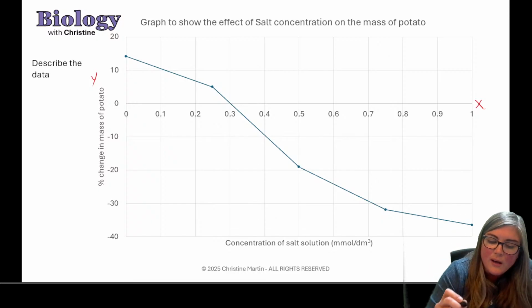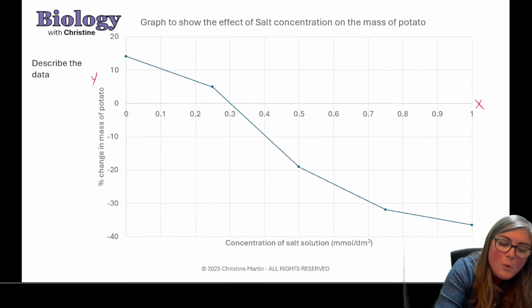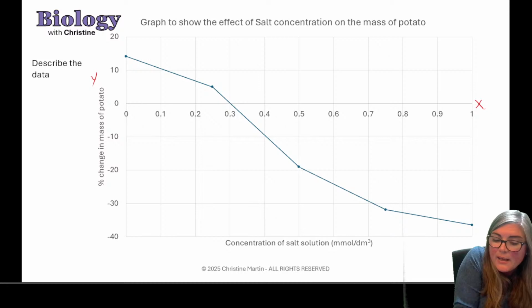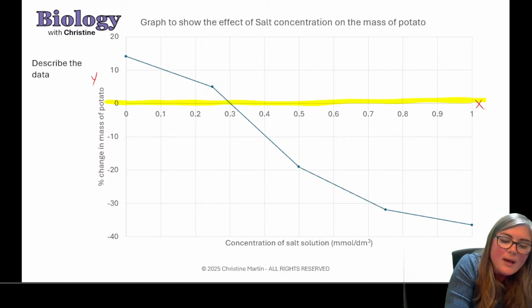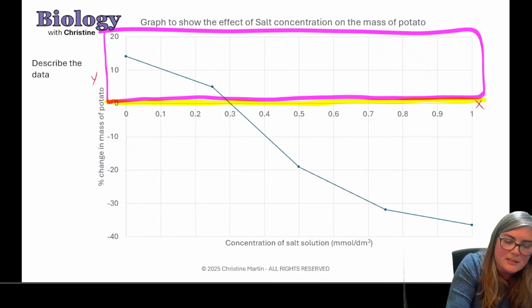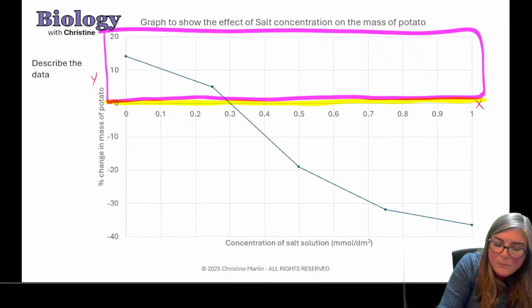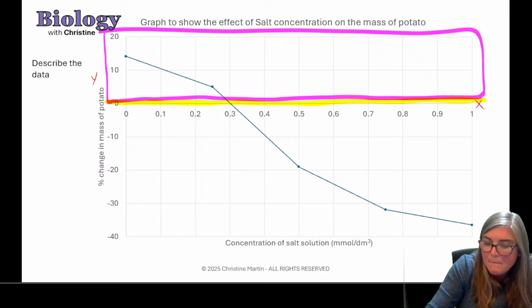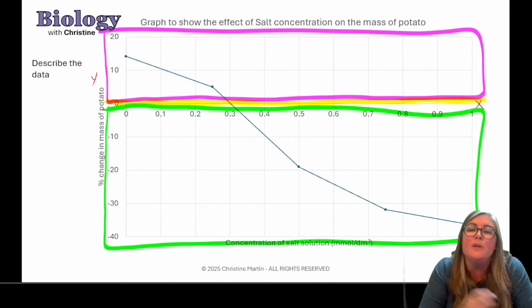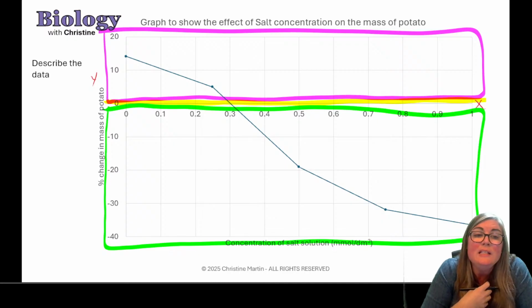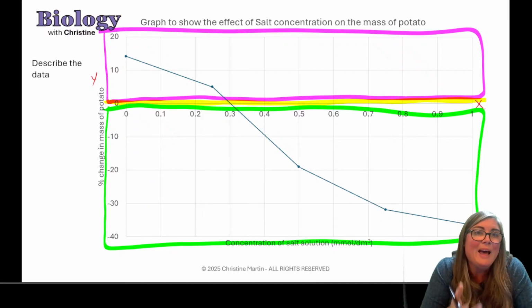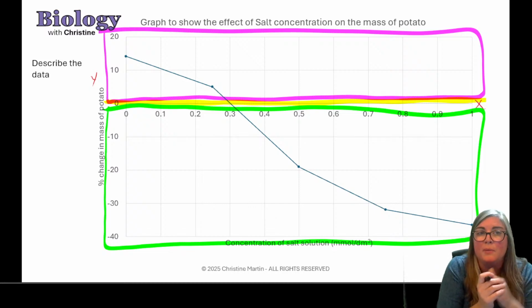If I look at this graph, I need to be aware of where my 0 point is. Along this point here is where 0 is. So I can see that anything above that line is an increase in mass, and anything that is below that line is a decrease in mass. So I need to be specific in my answer if I'm asked to describe the data.